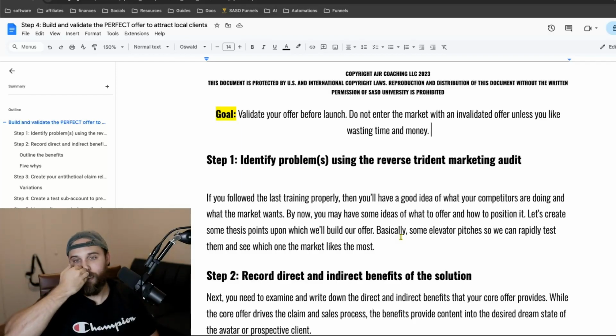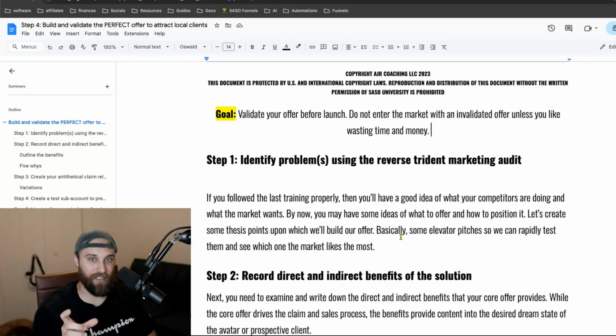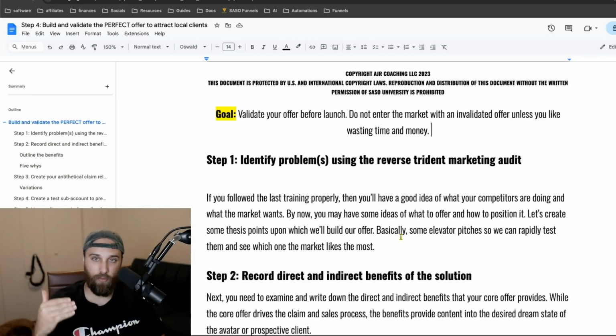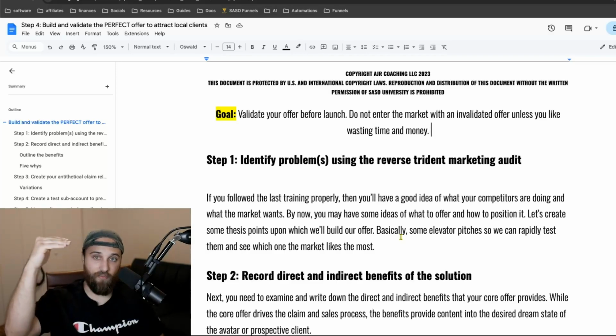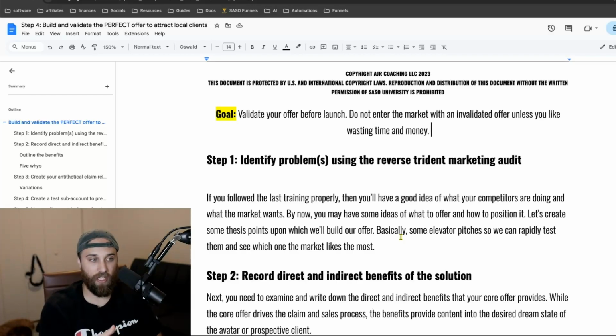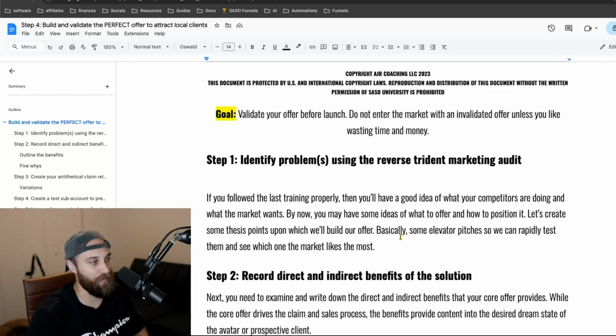It's the main sentence in a piece of writing that basically says, here's the idea summarized into a single sentence, into a single point. Basically, it's an elevator pitch. So when you have those really short, concise elevator pitches, we can rapidly test them and see which one the market likes the most. And the idea is, based on your research, you're going to have multiple claims to share with the market, and whichever one resonates with them most is going to be your leading one that we're going to build your digital presence on in the next training, step 5.